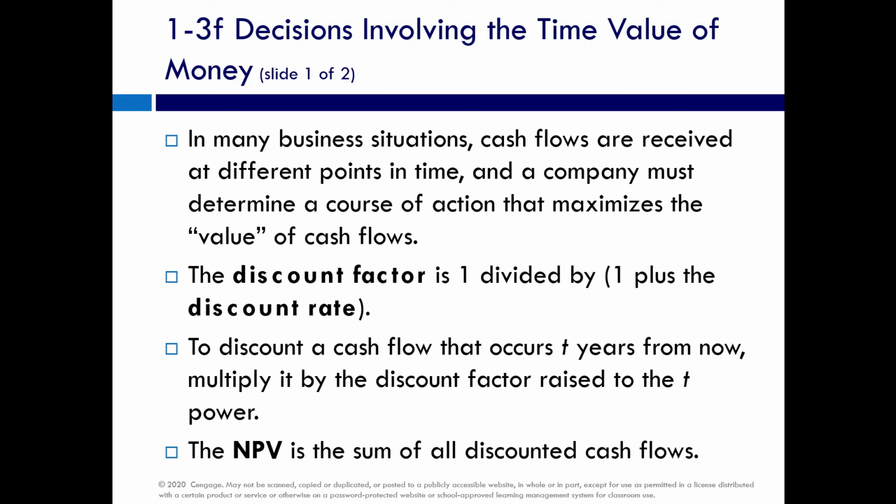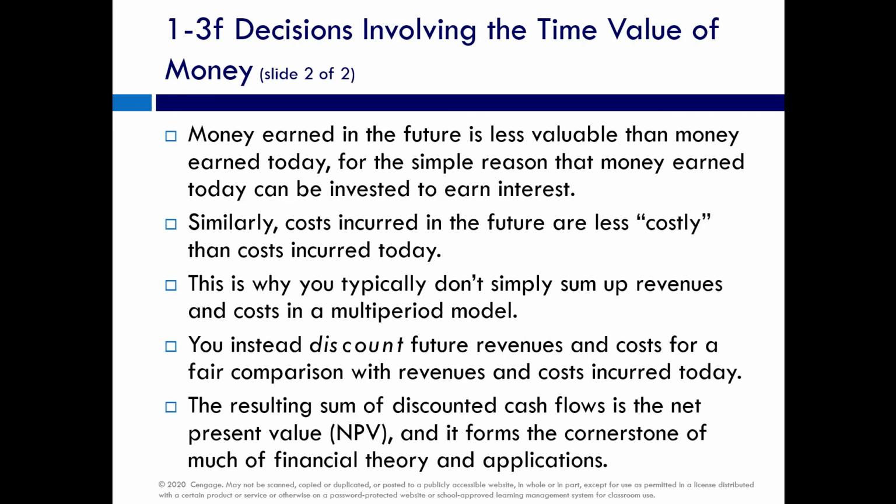In many situations, cash flows are received at different points in time, and the company must determine a course of action for this. The discount factor is 1 divided by 1 plus the discount rate. For a cash flow that occurs a year from now, multiply it by that factor. The net present value is the sum of the discounted cash flows.